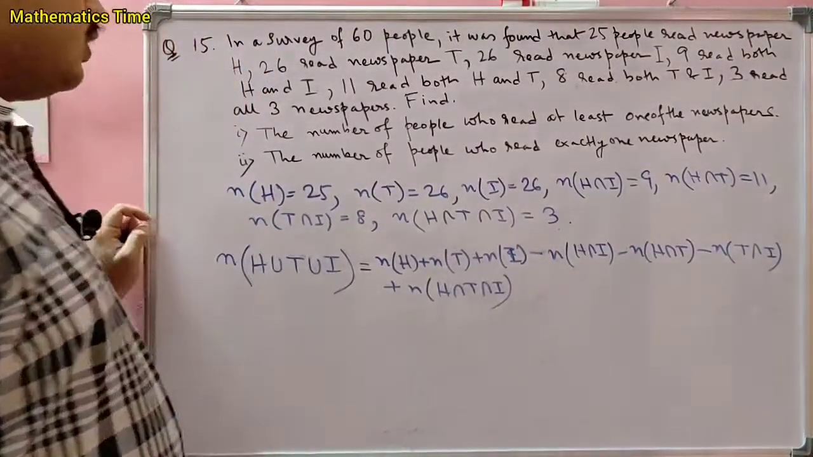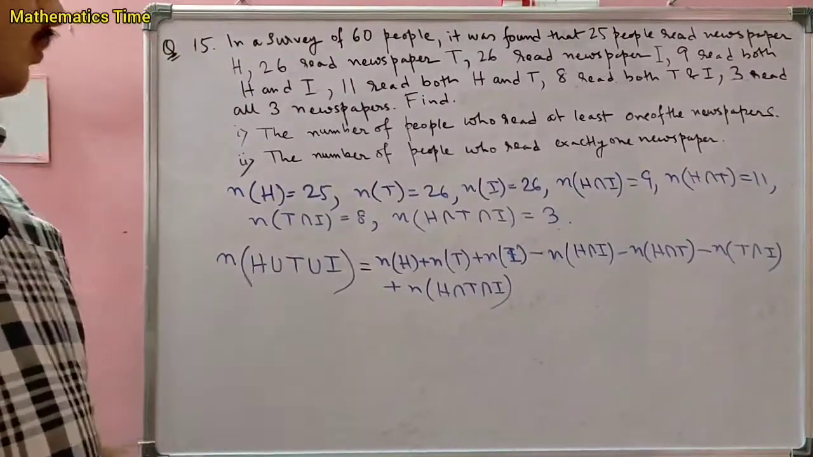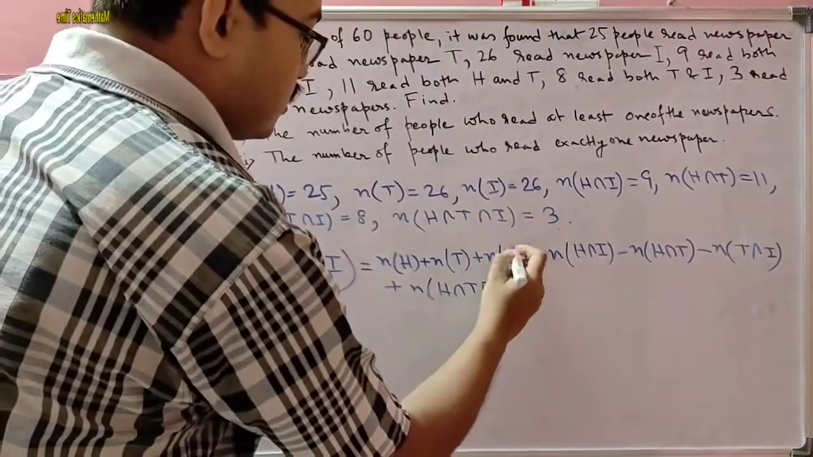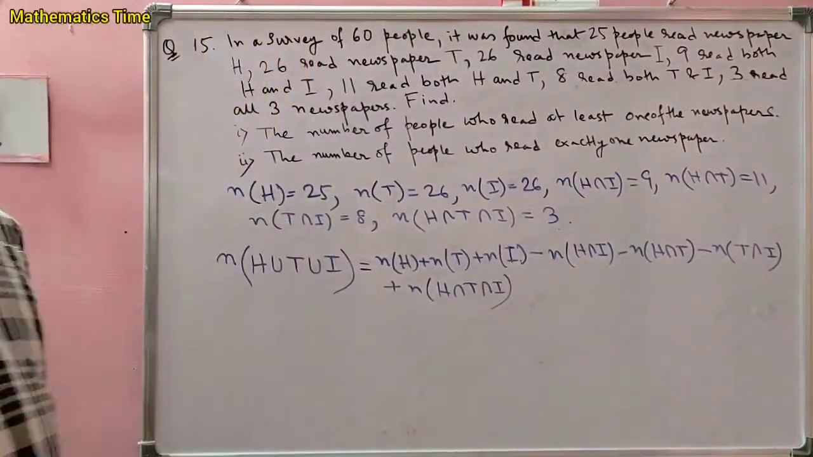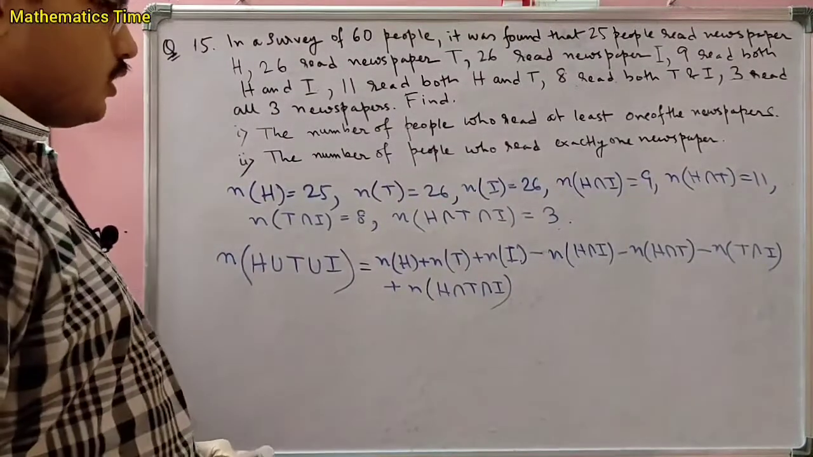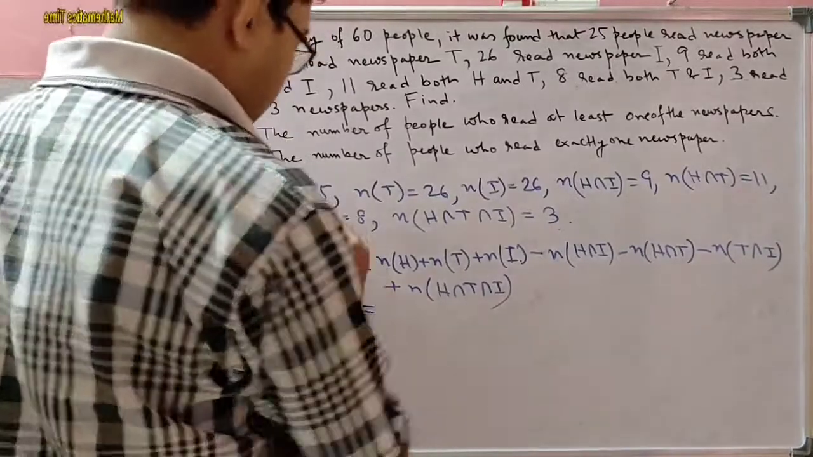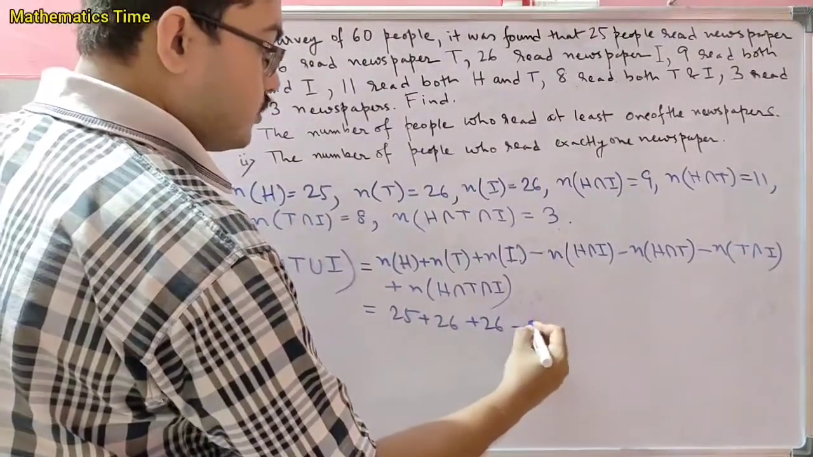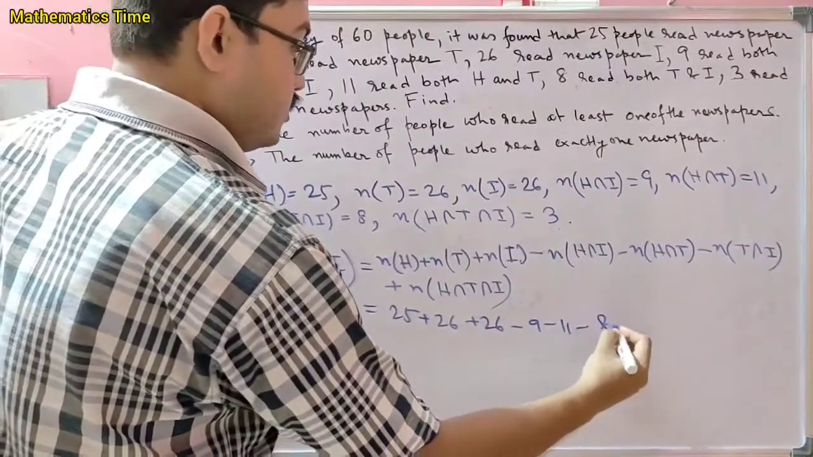This is the formula for three finite sets union. If we take union of three finite sets, this is the formula. So putting the values, here will be 25, this will be 26, this will again be 26, this will be 9, this will be 11, this will be 8, this will be 3.